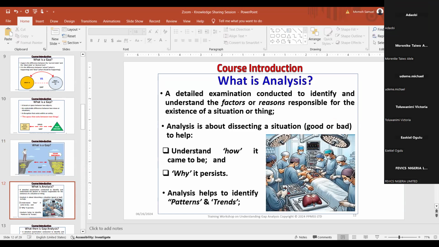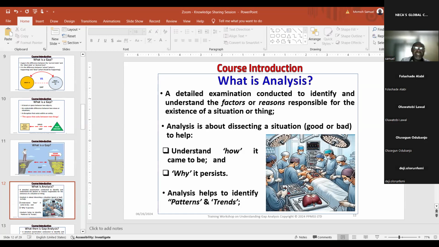What is analysis? Analysis, simply put, is about dissecting a situation, whether good or bad, in order to help you understand how that situation came to be in the first place and why that situation persists. So that is analysis. It's just a careful examination carried out to help you break a situation down. And then at the end of the day, you will be able to understand how that situation came into being and why it's still persisting.